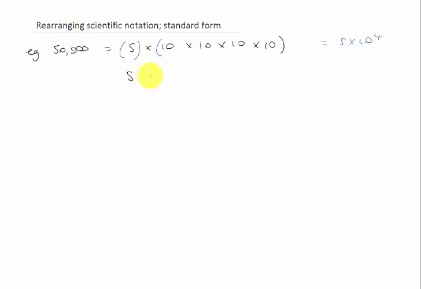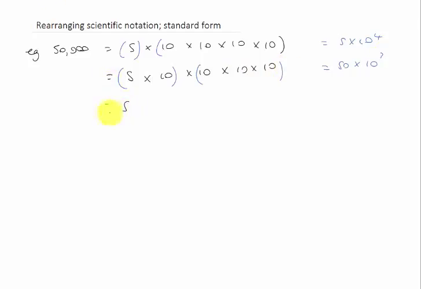Or we can write the same thing out again, times 10 times 10 times 10 times 10. And if we group this and these three, that would give us 50 times 10 to the power 3. 1, 2, 3 tens grouped together.